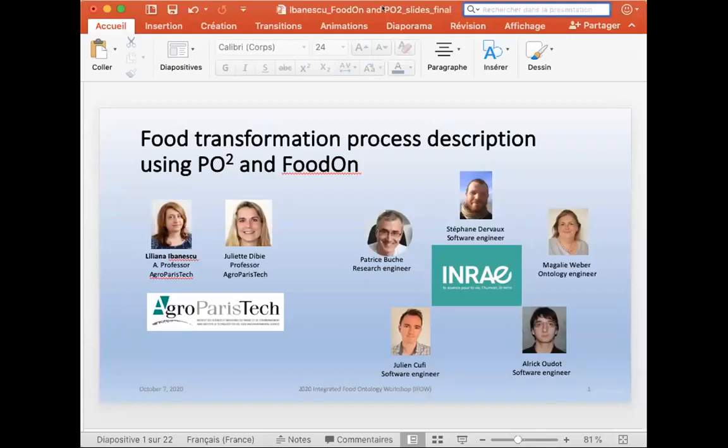So first we represent knowledge using a domain ontology, which specializes and extends the core ontology. We annotate data with concepts from the domain ontology and we store data in a repository. We build two dedicated tools, PO2 Manager and Spock. This workflow is implemented using semantic web technology.